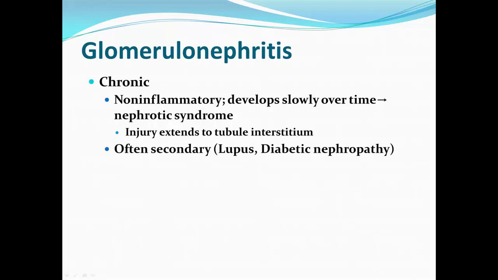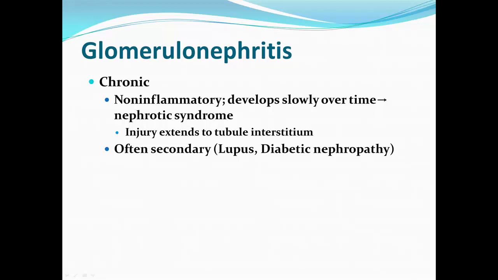So what about chronic glomerulonephritis? Chronic glomerulonephritis isn't associated with the kinds of things we just talked about, the IgA or the IgG. In a chronic glomerulonephritis, this is a nephritis that develops over time and has the tendency to develop into a nephrotic syndrome. So it continues to foster glomerular basement membrane damage over a longer period of time.